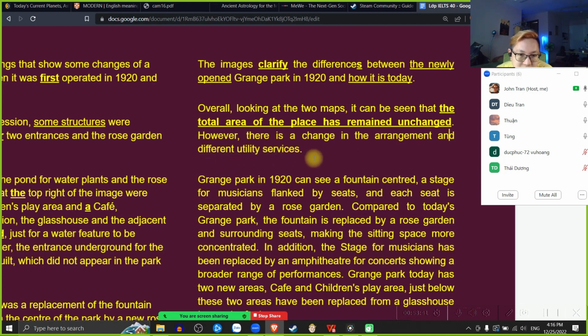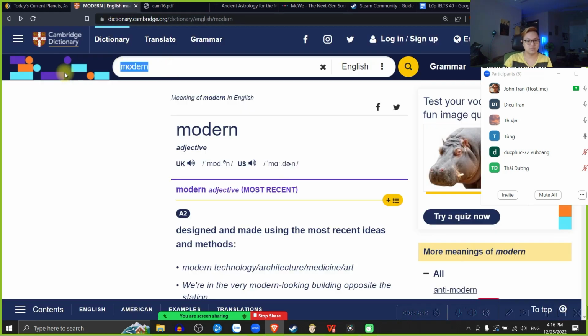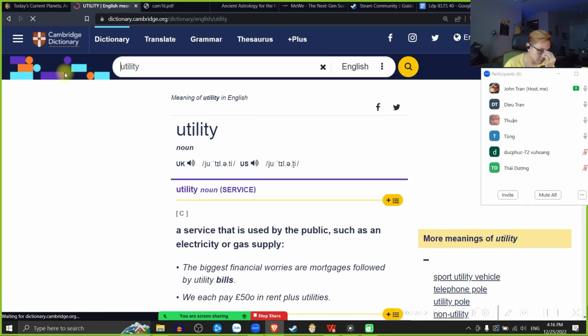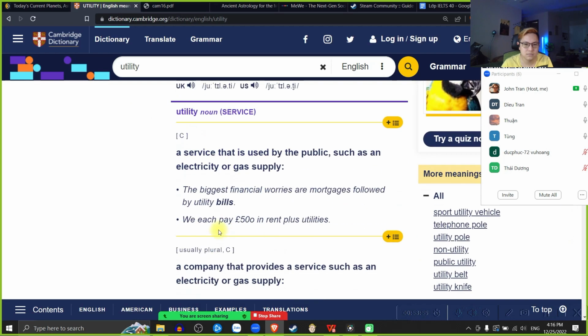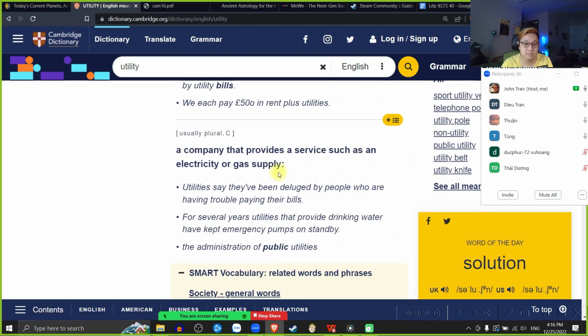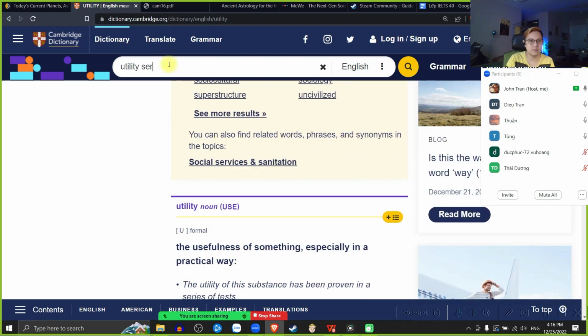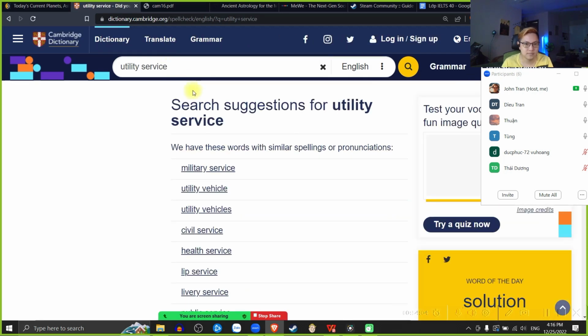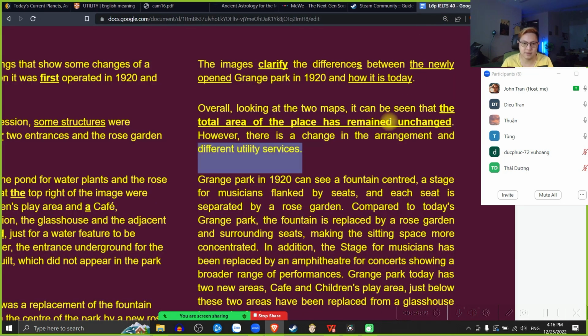And different utility services. Và nhiều dịch vụ tiện ích nè. What is utility service? Okay, let's say that something that serves the public, okay? Cái gì đó mà nó phục vụ quần chúng. Grange Park in 1920 can say what? Cấu trúc gì thế này? What kind of structure is this?